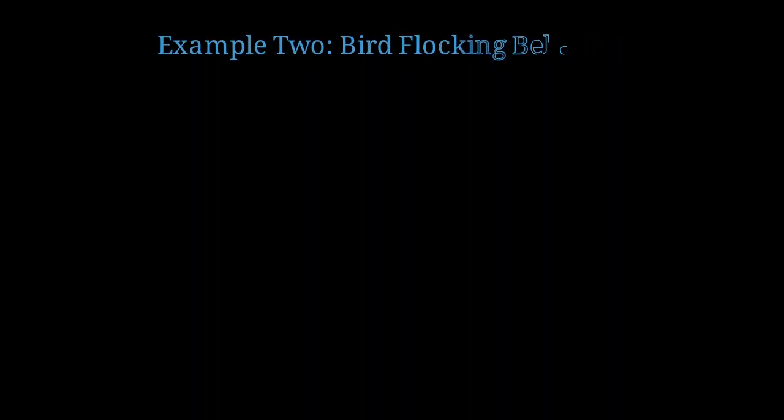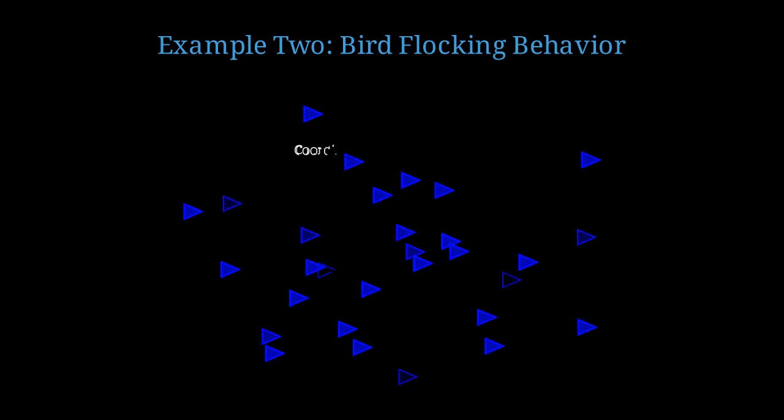Now let's examine another fascinating example, bird flocking. How do thousands of birds move in coordinated patterns without colliding? Watch a flock of starlings performing their mesmerizing murmurations. Each bird follows three simple rules, first discovered by computer scientist Craig Reynolds in his Boids model.